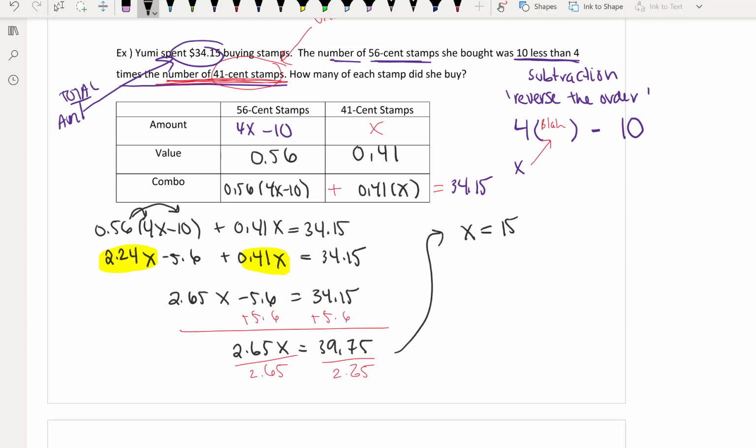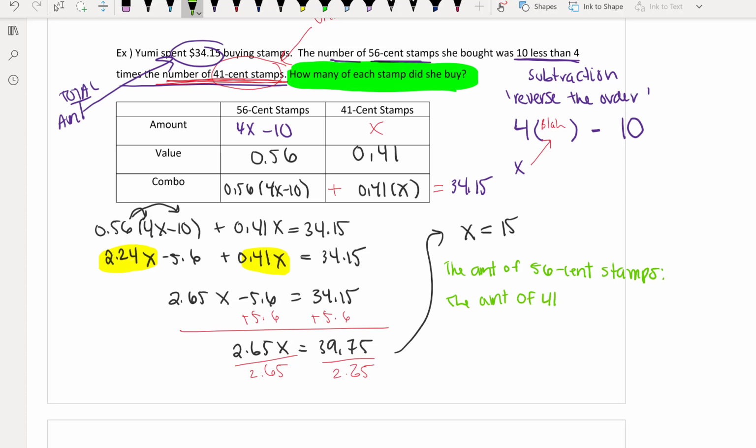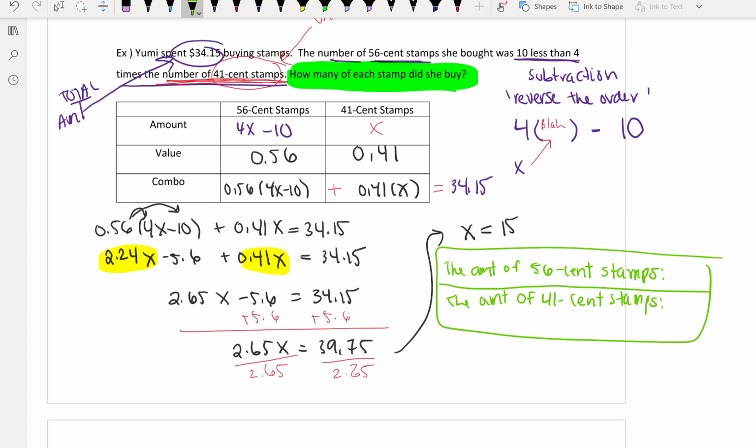And remember, your original question did not say find x. It asks how many of each stamp she bought, so you have to answer that question. To answer it, you're going to say the amount of 56-cent stamps, and you're going to give the amount of 41-cent stamps. So I need to put in a value for both of these.